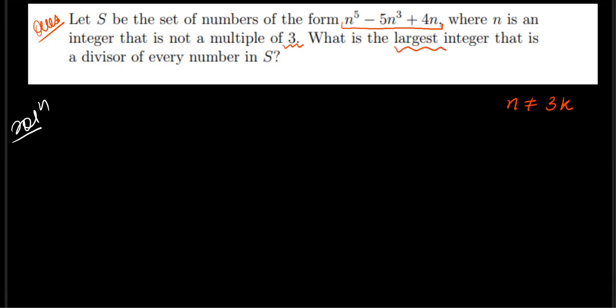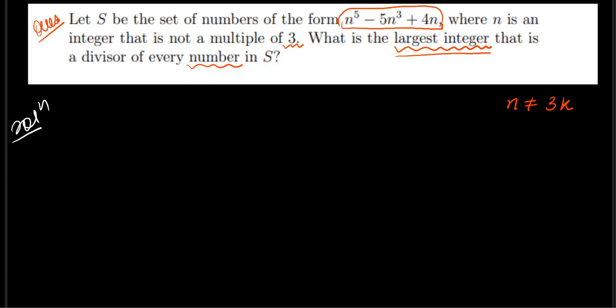Okay, we need to find out the largest integer that is a divisor of every number in S. One thing is clear: because n is an integer, this answer can be negative and positive. But since we need to find the largest integer of all, I will be concentrating only on the positive side, right? The largest integer we get will definitely be positive, and if it is positive, it will divide the negative numbers too, right?